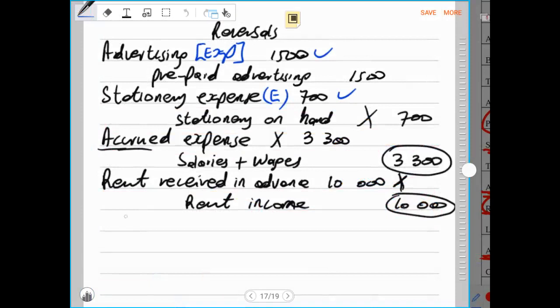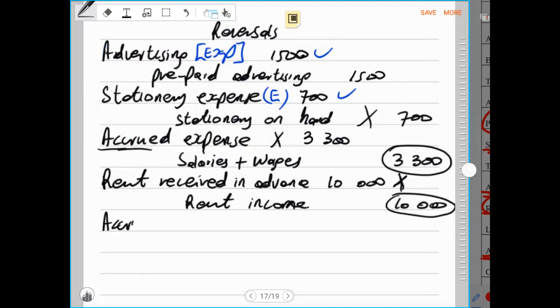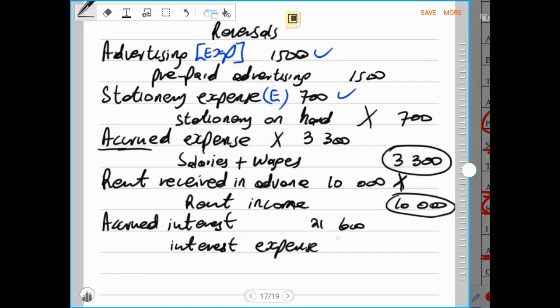Then it means we have to debit our accrued interest by 21,600 rands, and we credit interest expense by 21,600 rands. Once again, we don't record this entry.